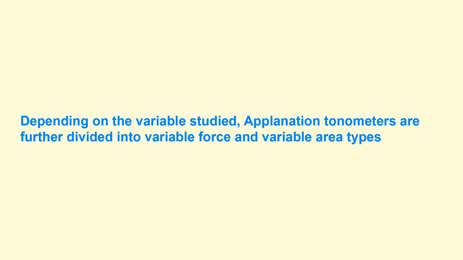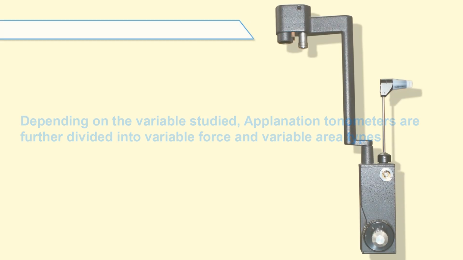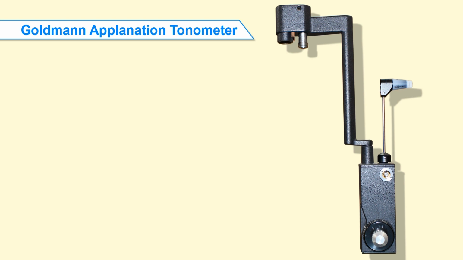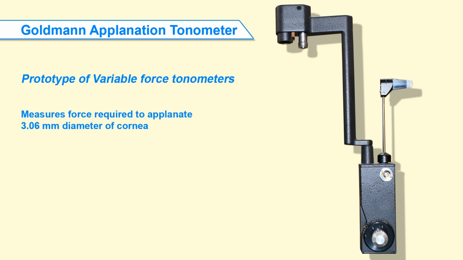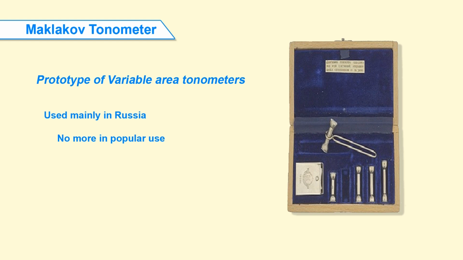Depending on the variable studied, applanation tonometers are further divided into variable force and variable area types. Goldmann tonometer is the prototype of variable force applanation tonometers. Thus, it measures force required to applanate a standard area of cornea. Variable area tonometers with Maklakoff tonometer as the prototype are no more in popular use.